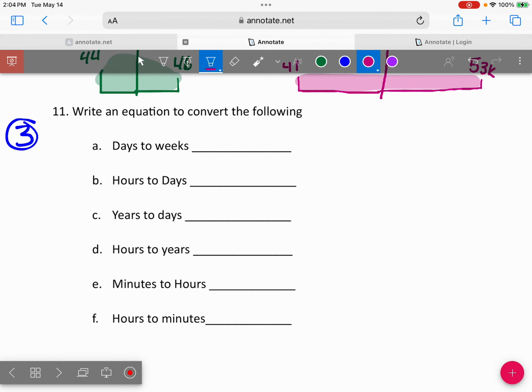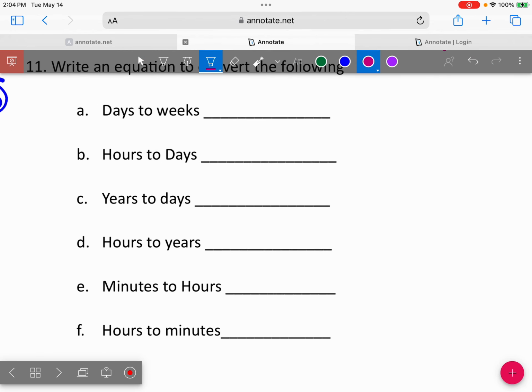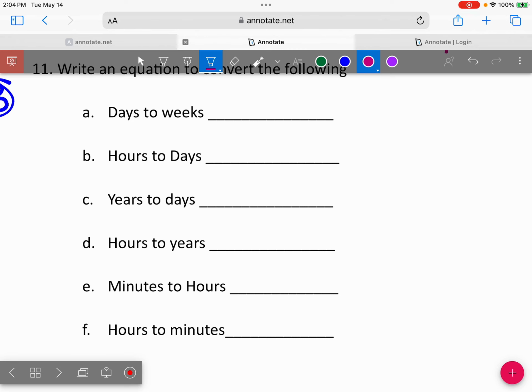So then we're going to look at number 11. That's our next one. We're going to write expressions that will convert days to weeks. So if I gave you some number of days, how could I convert that to be weeks? If I told you it was 21 days, how would we convert that to weeks? X divided by 7. Yeah, because if it was 21 days, we know that's 3 weeks because we're dividing it by 7. So we take the number of days and we divide it by 7.